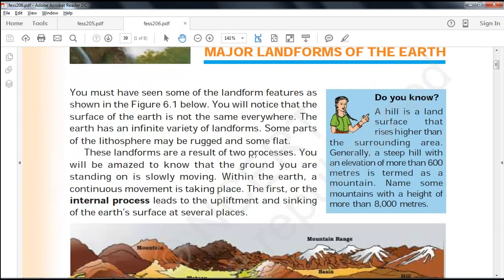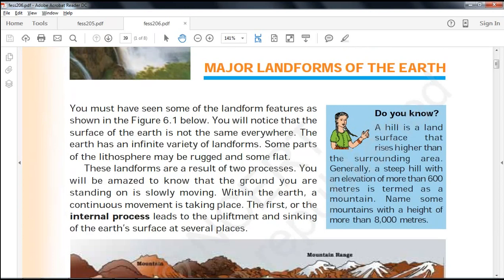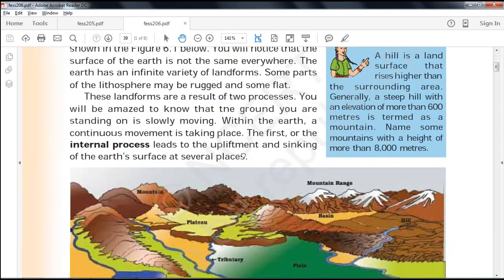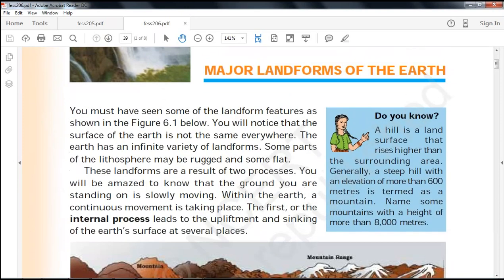Now we came to understand what are the landforms of the Earth. As the name signifies, this is land. So these are part of lithosphere. So basically, the landforms are formed because of two processes. One is internal process, the other one is external process.